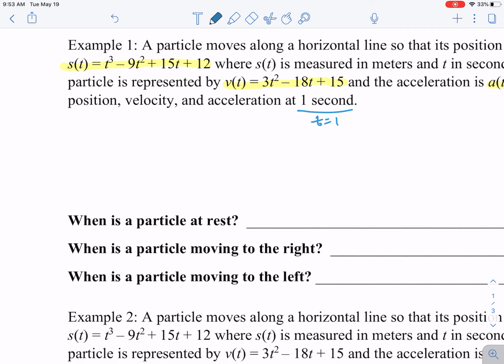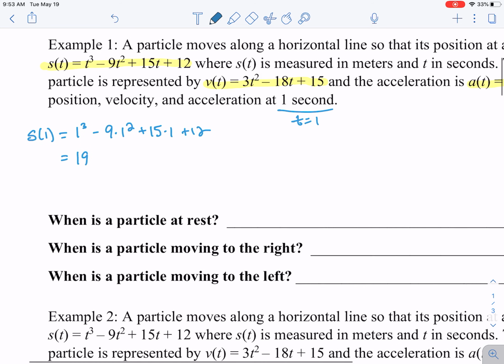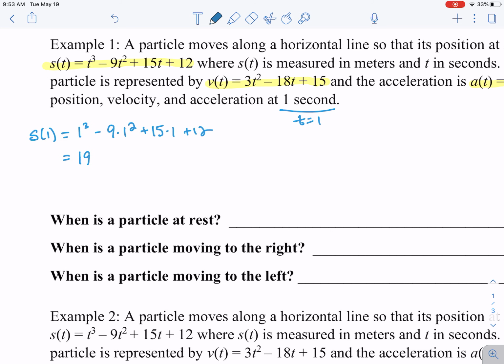Okay, so at 1 second, we're going to plug a 1 into S. So we're going to do 1 cubed minus 9 times 1 squared plus 15 times 1 plus 12. All we're doing here is just plugging in a 1. If you want to use a calculator, be my guest, the answer you should get here is 19. So let's go ahead and do the measurement. It's going to be in meters. So the position, again, is measured in meters.